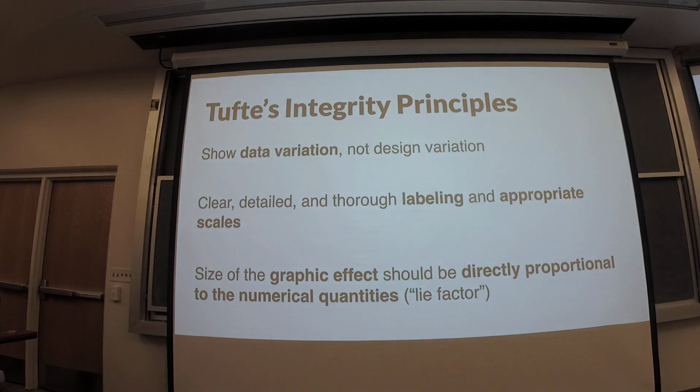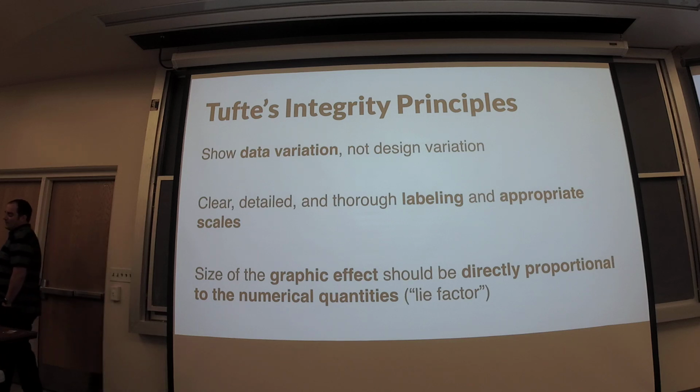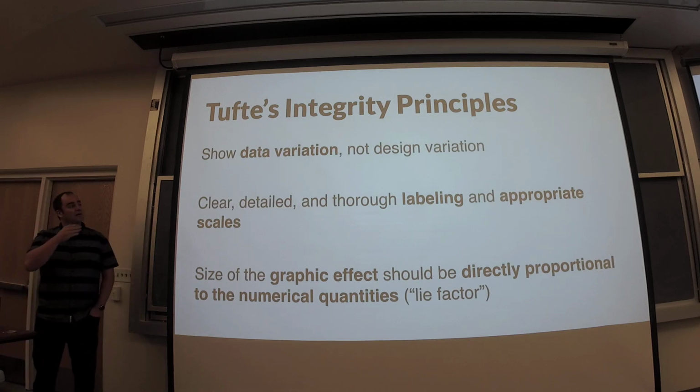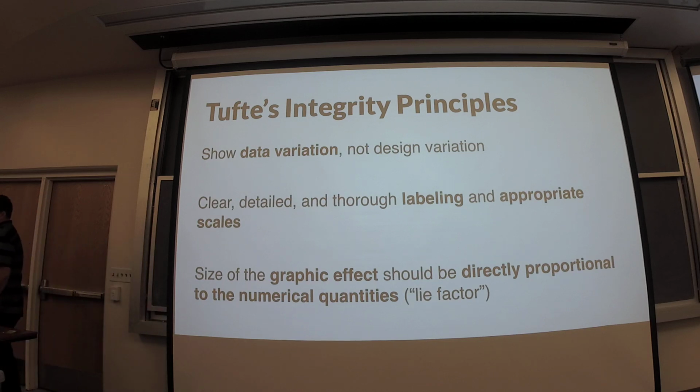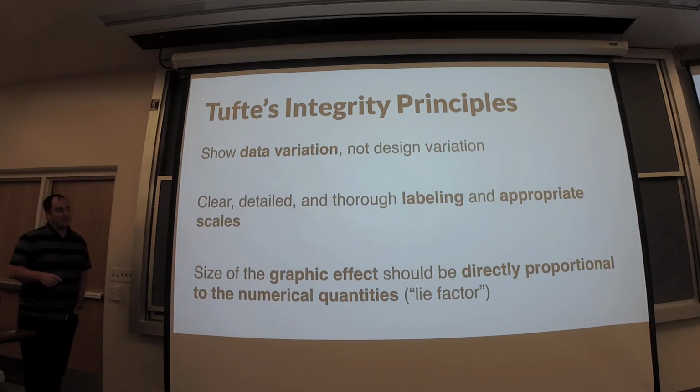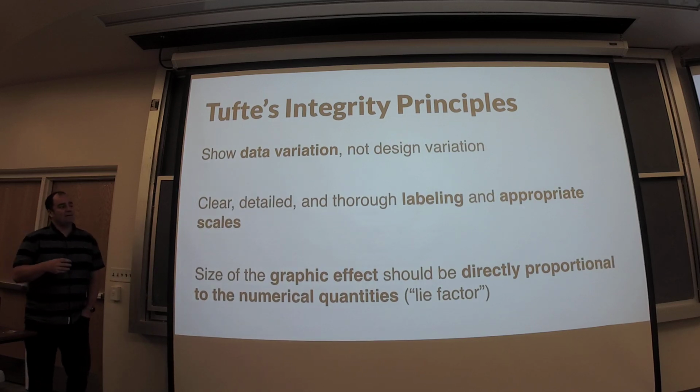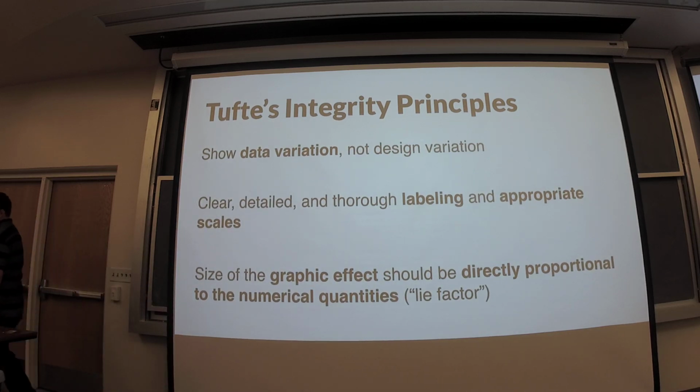So why am I talking so much about this guy? Because he also came up with these integrity principles. The first one is show data variation, not design variation. Fairly obvious: your chart should faithfully represent the data variation, but nothing else. You shouldn't have elements that are not in the data that deceive or that are not helpful to the message of the visualization. You should use clear, detailed, and thorough labeling and appropriate scales. Labeling and appropriate scales are key things, and we'll talk a lot about appropriate scales today.